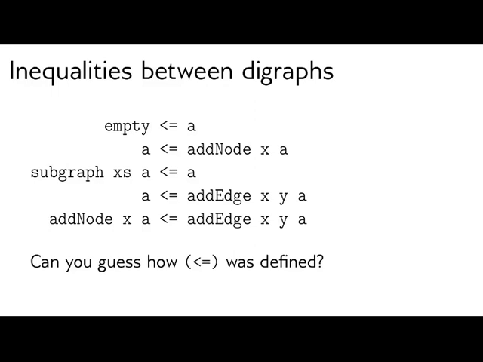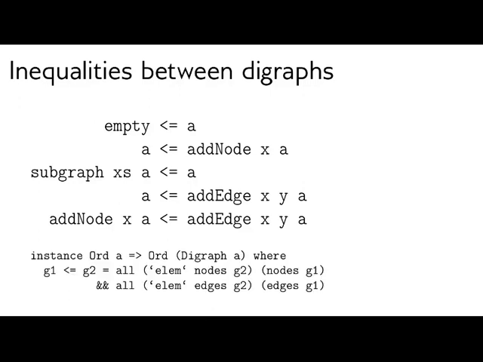Can you guess how less than or equal to was defined for those graphs, without looking at the source and just looking at the laws? Can anyone tell? Yeah, it's an order instance, but I meant how less than or equal is defined. Is it lexicographic, or is it based on... Almost that. It's actually based on the subset relation between the sets of nodes and edges. So a graph is less than another if it's a subgraph. That's how it was defined. You can kind of see it from the law.